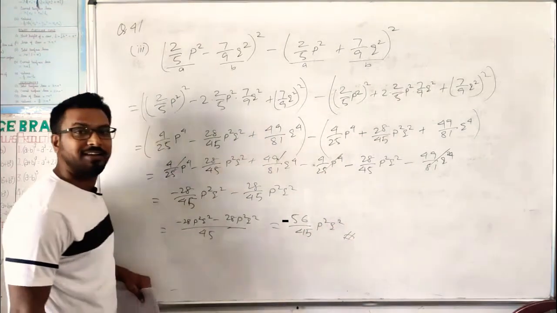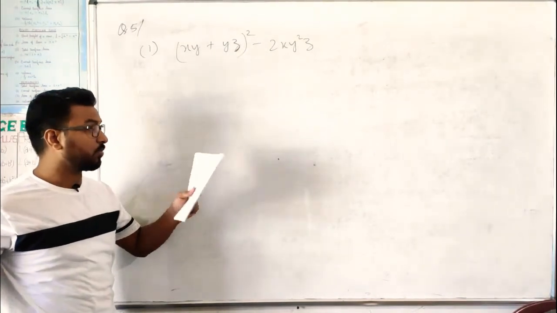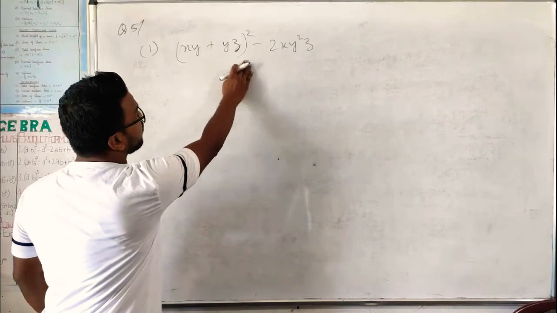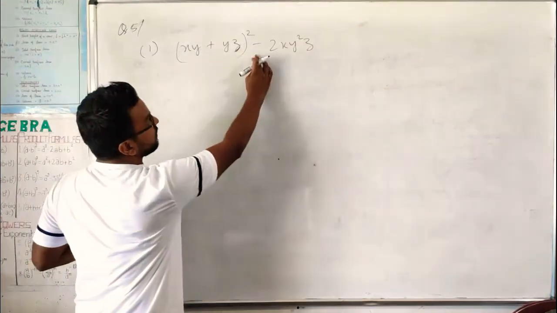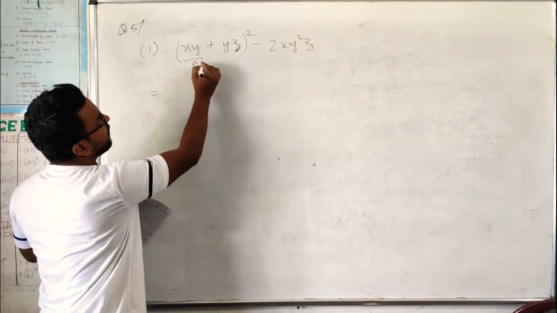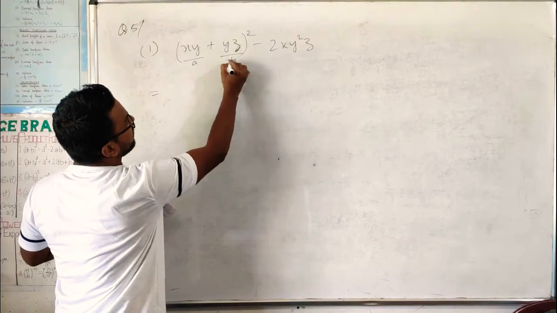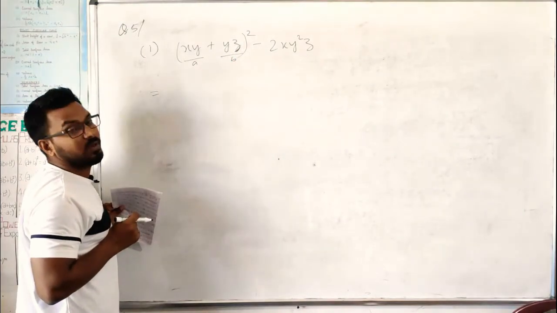This is our answer. So our next question is given, express the following as a product. So what we'll do, this will follow the a plus b whole square formula. So first we'll convert this one, then subtract this part. So first here a is xy and b is yz. Okay, so a plus b whole square is a square plus twice ab plus b square.